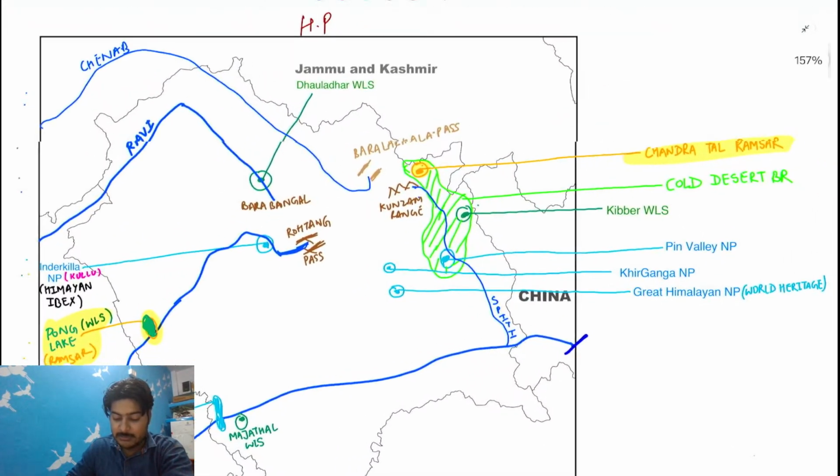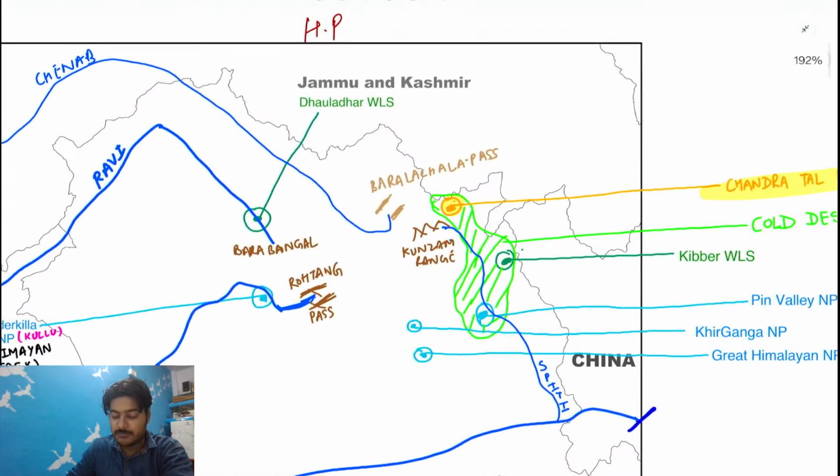Next, some passes or some important ranges we'll talk about. First is the Bara Lacha, Pangal, or Rohtang Pass. Rohtang Pass is something very important. Okay. And next is the Kunzum range.